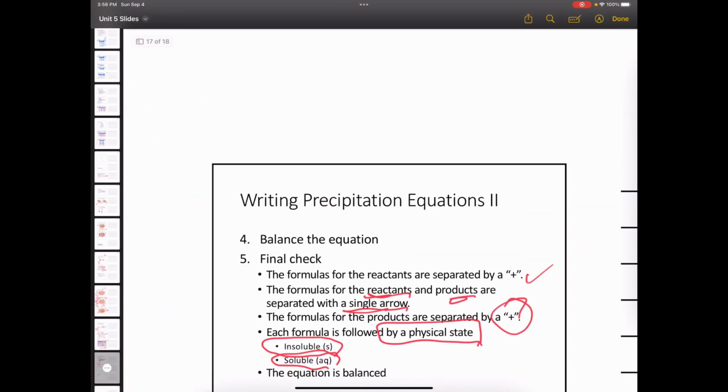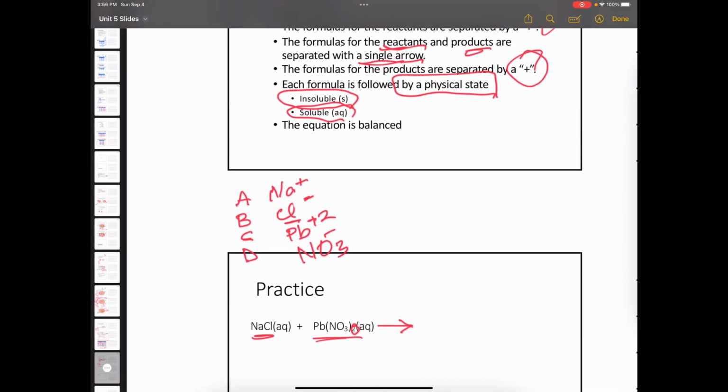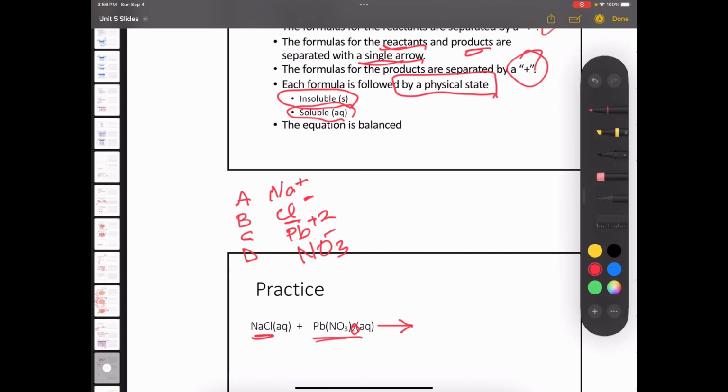Now that we have written our A, B, C, and D, what we need to do now is form the new partners, the new couples. So now A is going to go with D, and B is going to go with C. My new products are going to look like this. A and D, so that's NaNO3. Now, we always have to bear in mind the oxidation numbers. The total charge over the molecule for sodium nitrate has to be a net zero, so there is no charge for the molecule itself.